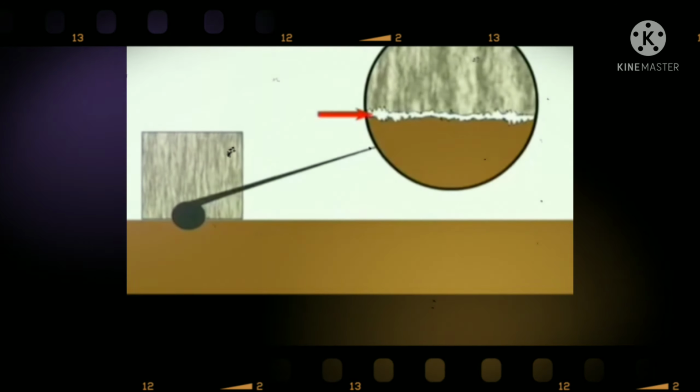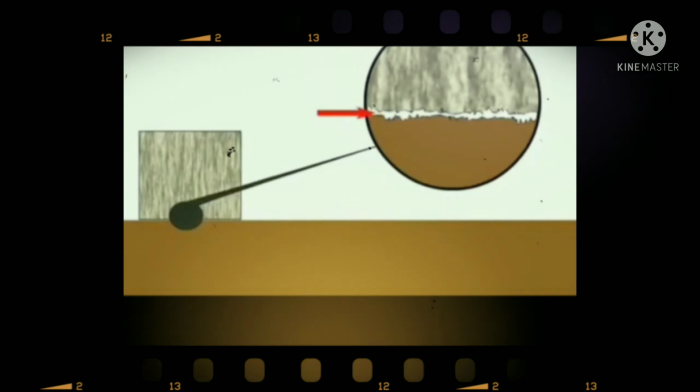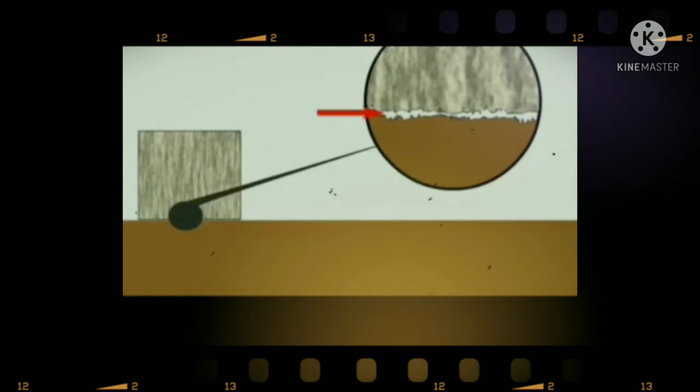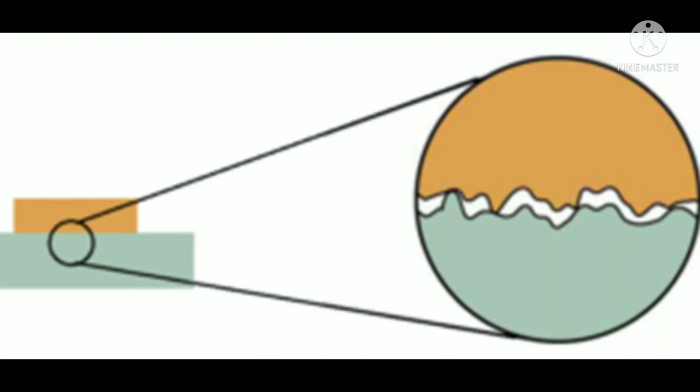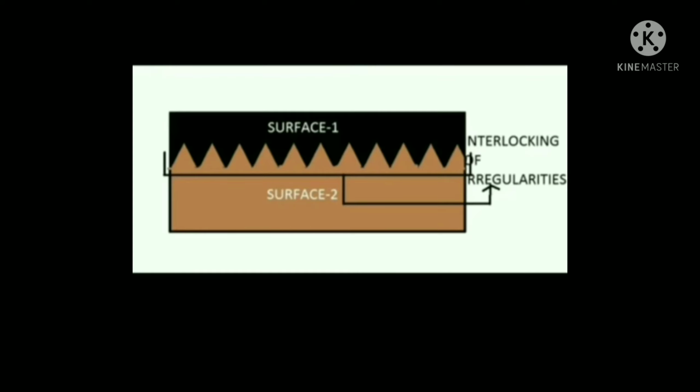When we try to move one object over another object, the irregularities present on their surfaces get locked with one another. The interlocking of irregularities of the two surfaces opposes the motion of one object over the other and gives rise to the force of friction. Thus, friction is caused by the interlocking of irregularities in the surfaces of the two objects which are in contact with each other.